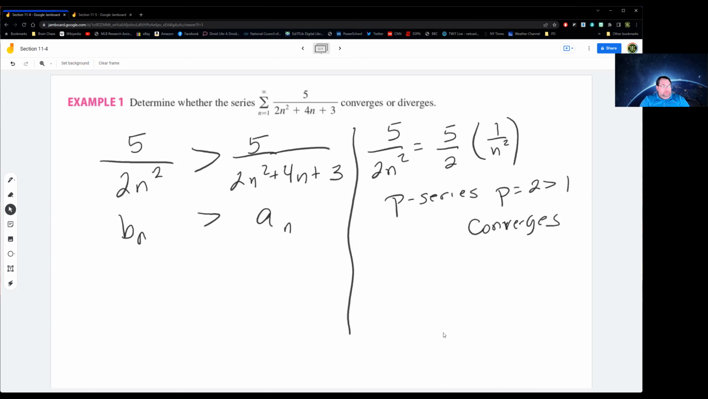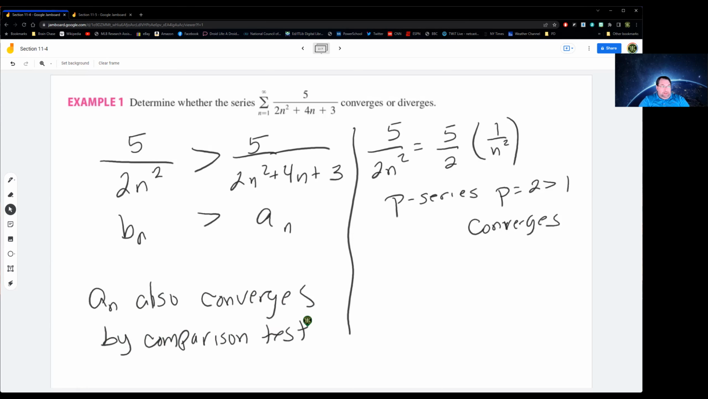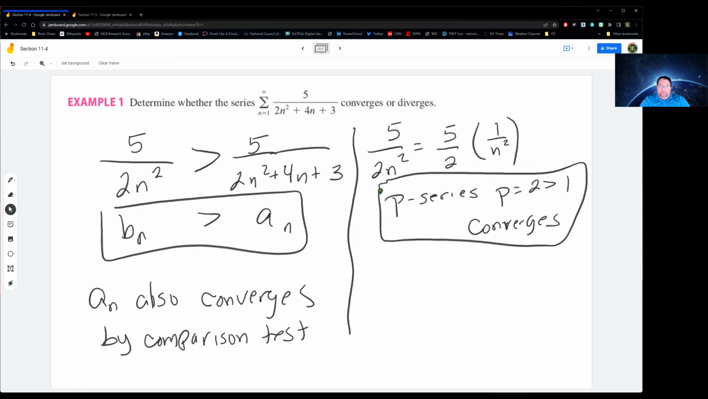All right, so we know it converges, and I know it's less than. So therefore, since it converges, and this is true, my original series, my An, also converges. And that's by the comparison test. So basically, we're looking at those two pieces. This has got to be true, and it's got to converge for it to be convergent.